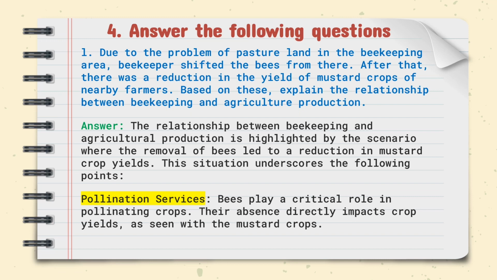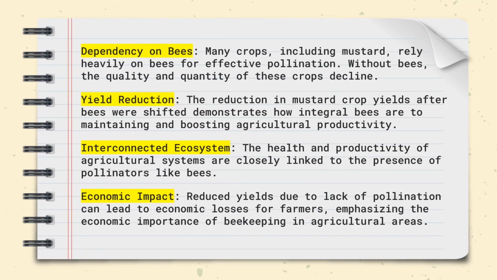Pollination services. Bees play a critical role in pollinating crops. Their absence directly impacts crop yields, as seen with the mustard crops. Dependency on bees. Many crops, including mustard, rely heavily on bees for effective pollination. Without bees, the quality and quantity of these crops decline. Yield reduction. The reduction in mustard crop yields after bees were shifted demonstrates how integral bees are to maintaining and boosting agricultural productivity.